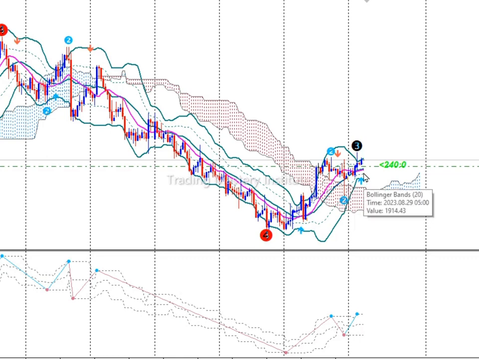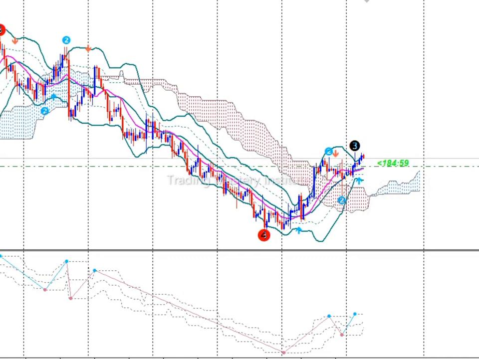Next, what we're going to do is we need to see the structure. So what is the structure telling us? It is highs getting higher, so there is a good probability of it going further up. Let me continue. As you can see, the price starts to go up.